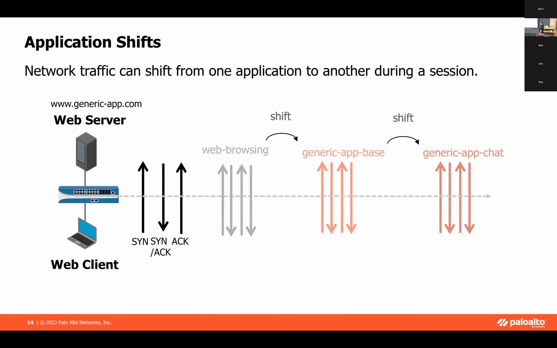All right, so application shifts. Network traffic can shift from one application to another during a session. For example, I go to google.com, I click on Gmail in the upper right. Now I'm actually part of the Gmail app, right? It'd be nice to know that I am at the Gmail app and not just regular Google traffic, right?